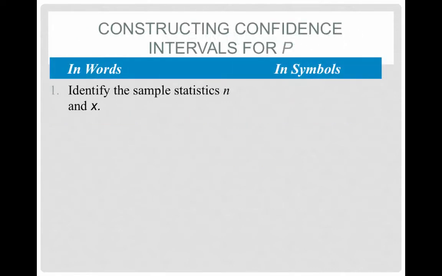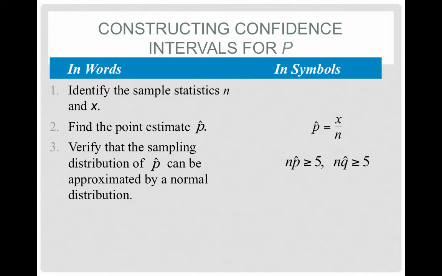Let's step through the recipe. How are we going to do it? We're going to identify our sample statistics n and x, the sample size and the number of successes. We're then going to calculate our point estimate p hat by getting that fraction of x over n. We're going to verify that the sampling distribution for p hat can be approximated by a normal distribution.